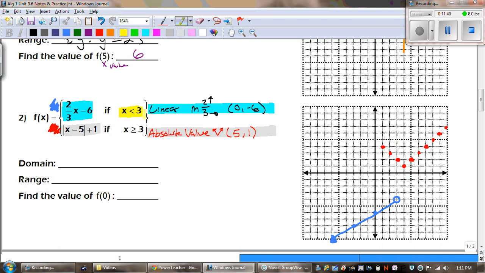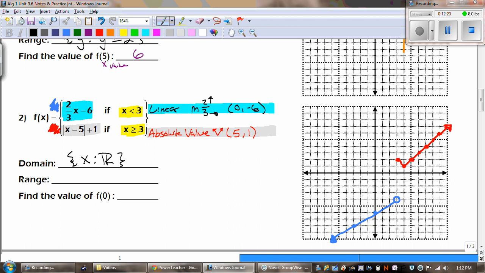But once again, I have to remember that I only want things that are greater than 3. Okay, so I only want things that are to the right, which means I don't need those points. Okay, and since it's greater than or equal to, it's going to be closed. So there's our graph. Okay, now let's work on the domain. Are there any limits to the x going left or right? No. So no limits, it's all real numbers.